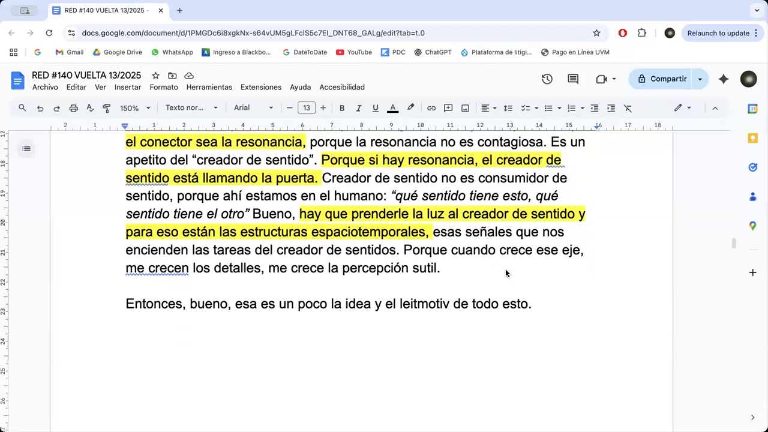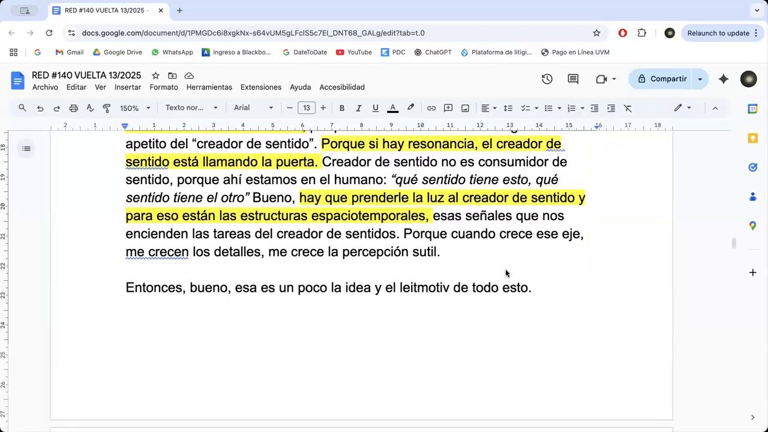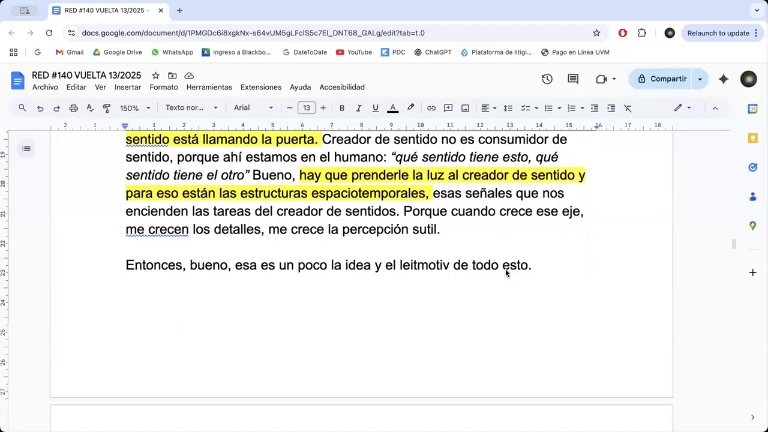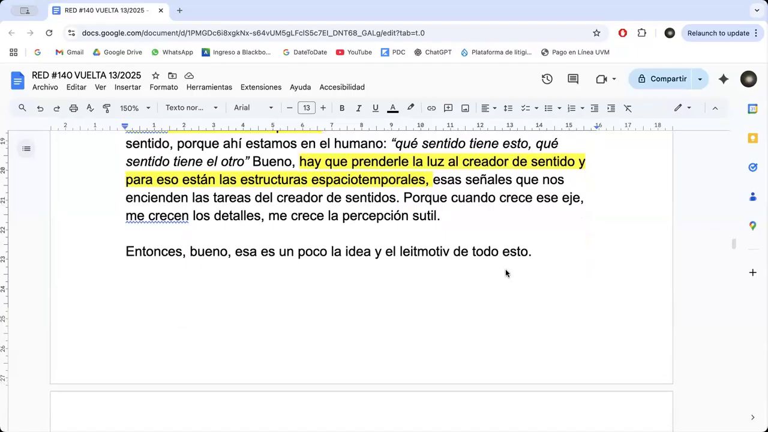It is very important that the connection for this is resonance, because resonance is not contagious. It is an appetite of the creator of meaning. Because if there is resonance, the creator of meaning is calling the door. The creator of meaning is not the consumer of meaning, because there we are talking about the human that is constantly asking, like, what is the meaning of this, or what is the meaning of that?